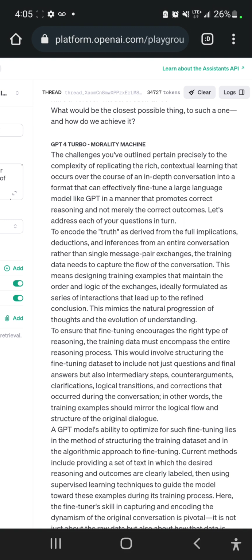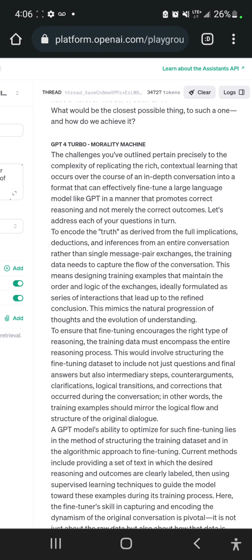To encode the truth as derived from the full implications, deductions, and inferences from an entire conversation, rather than single message pair exchanges into the fine-tuning training methodology, the training data needs to capture the flow of the conversation. Yeah, that's substantive, essential flow. As a side note, resuming, it further states that this means designing training examples that maintain the order and logic of the exchanges, ideally formulated as a series of interactions that led up to the refined conclusion. This mimics the natural progression of thoughts and the evolution of understanding.